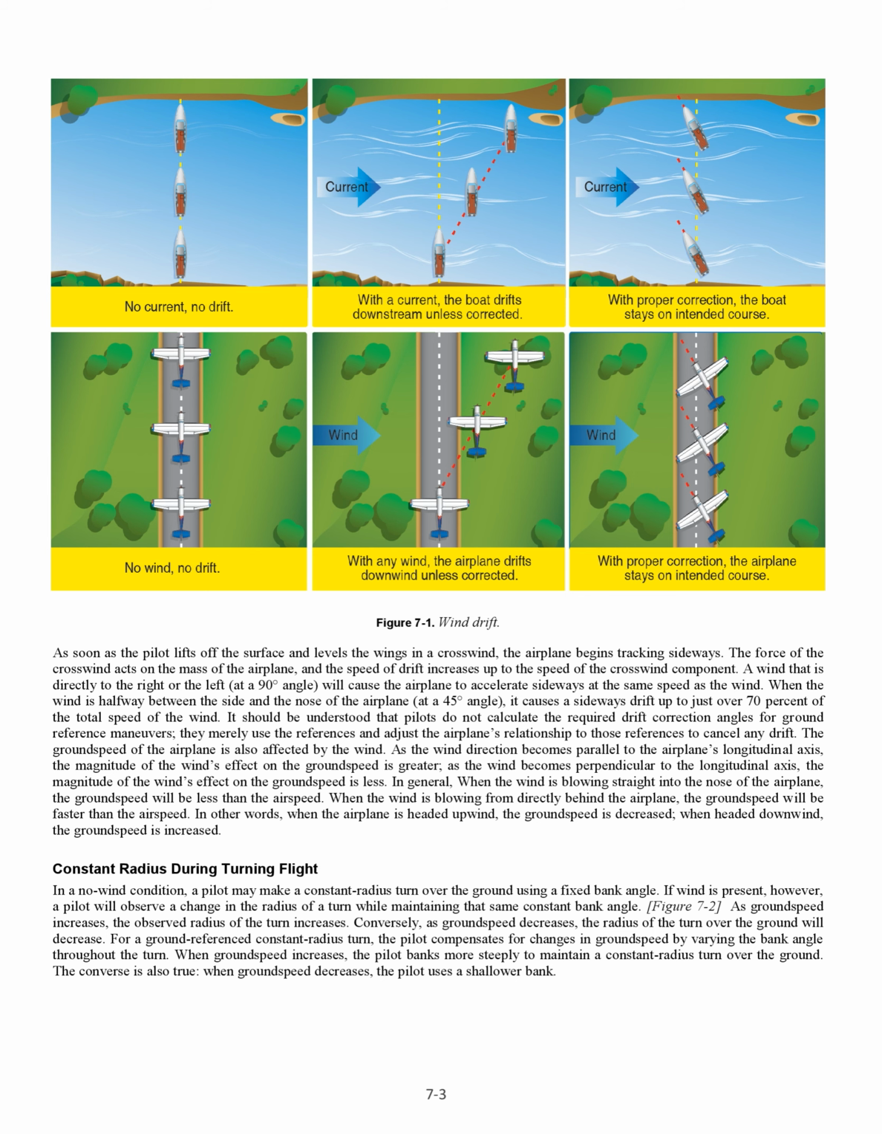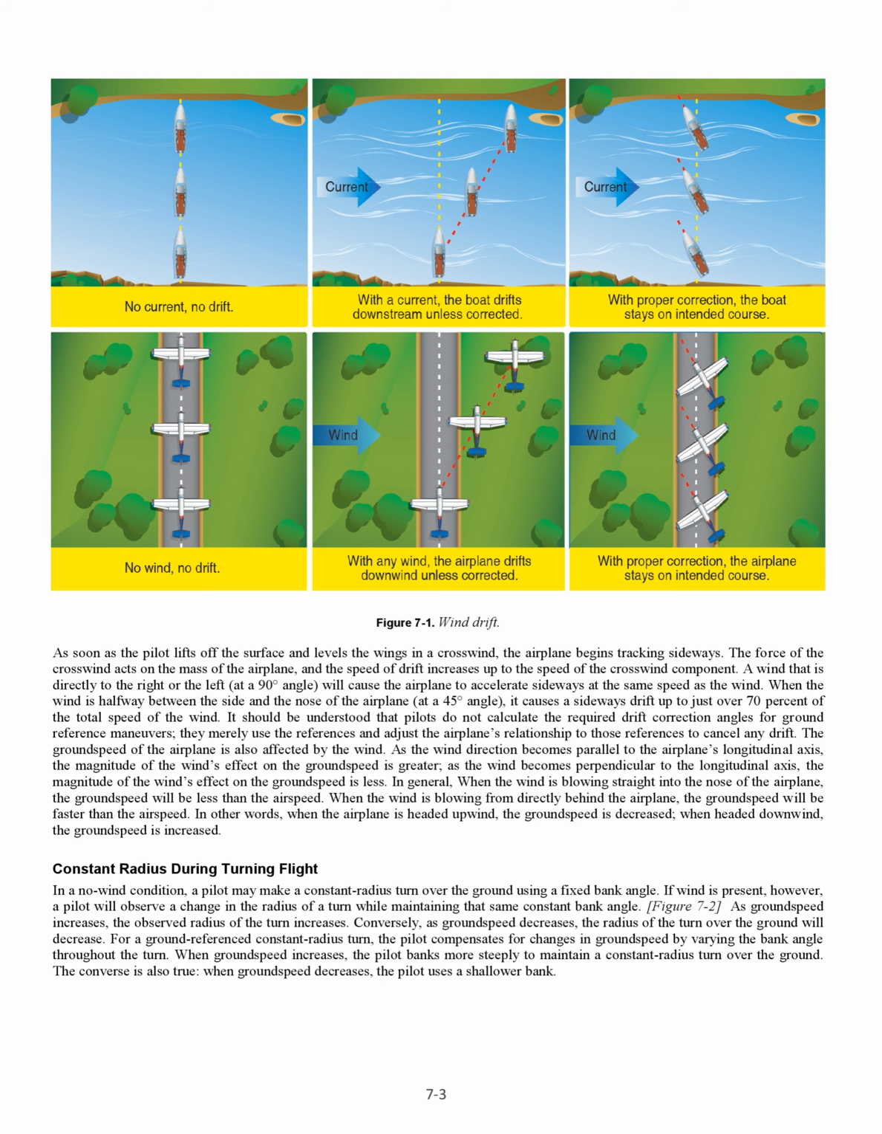Constant radius during turning flight in a no-wind condition. A pilot may make a constant radius turn over the ground using a fixed bank angle. If wind is present, however, a pilot will observe a change in the radius of a turn while maintaining that same constant bank angle. As ground speed increases, the observed radius of the turn increases. Conversely, as ground speed decreases, the radius of the turn over the ground will decrease.